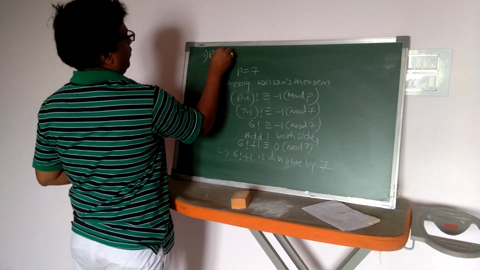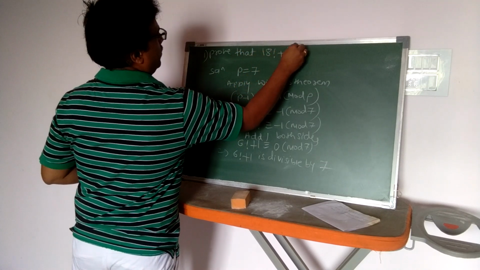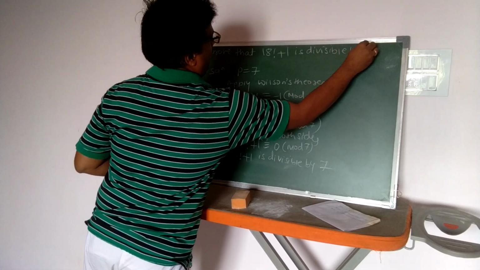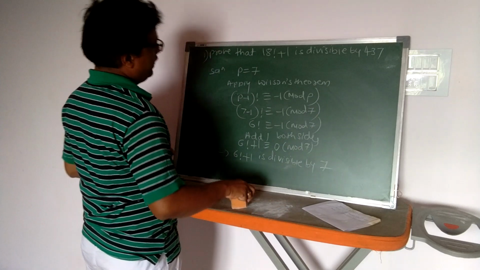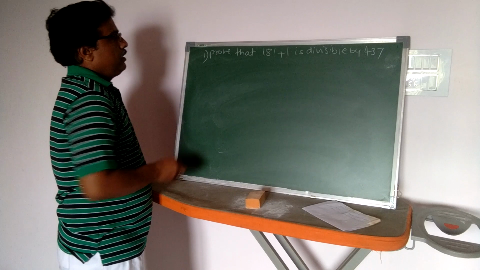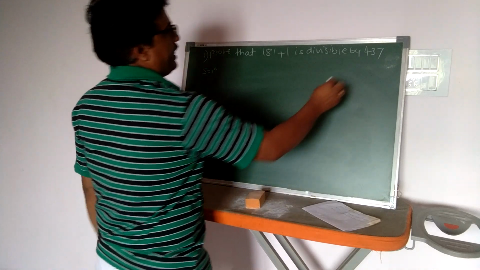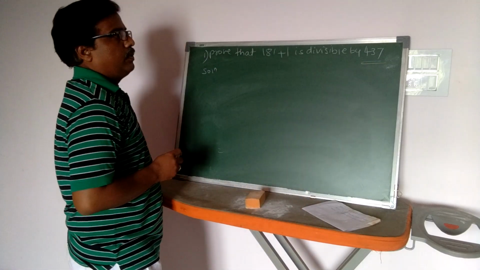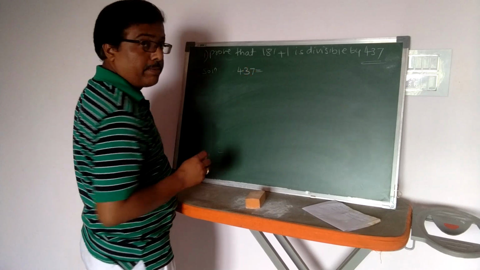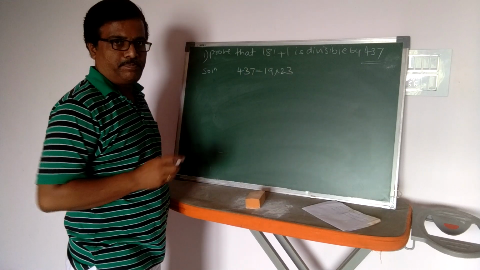Prove that 18 factorial plus 1 is divisible by 437. So solution. Now in this we take this 437. We write 437 as a product of two prime numbers, so that is 19 into 23.